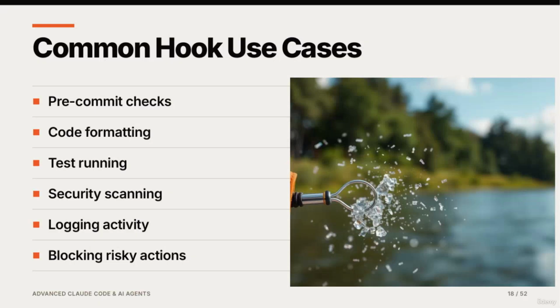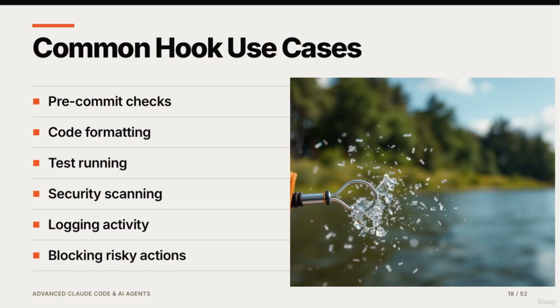Here, we're looking at some common use cases for hooks, which are essential tools for automating and enforcing best practices in development workflows. First up, pre-commit checks are crucial. They help catch issues early by running validations before changes are committed. This ensures that only clean, error-free code makes it into the repository.